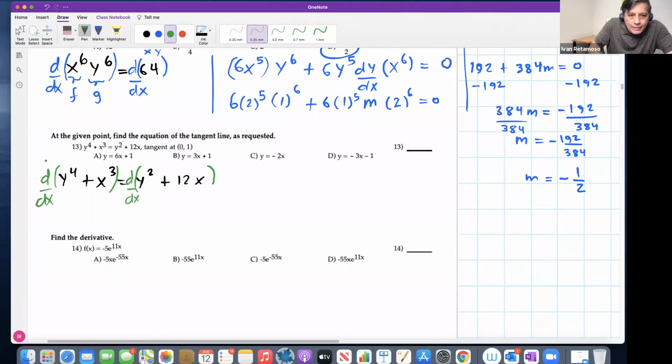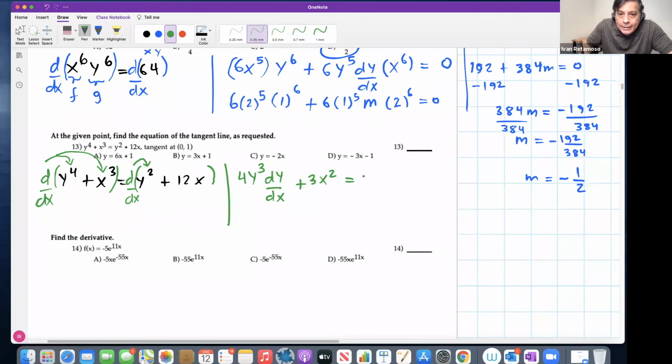Okay. Derivative of this part is 4y to the third power, right? That's the derivative that comes to mind. But since we are dealing with an expression in terms of y, we must attach dy dx, right? Yeah, great. Plus derivative of this guy, 3x squared, right? 3x squared, the usual derivative of this expression in terms of y again, 2y dy dx, right? Dy dx plus derivative of 12x is just the usual derivative 12.